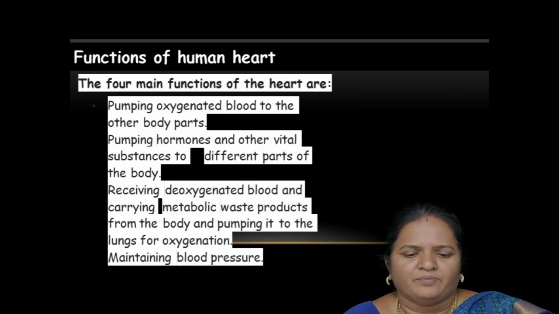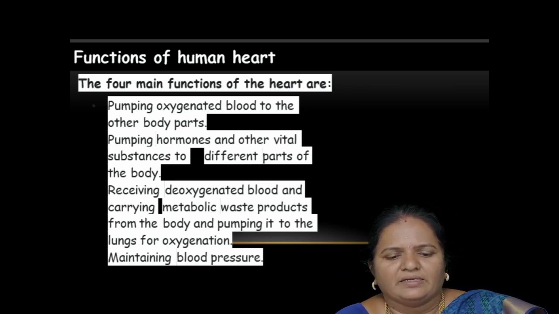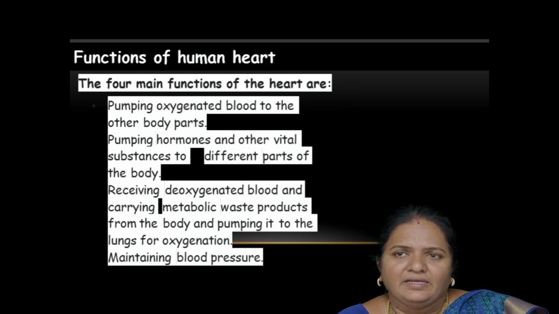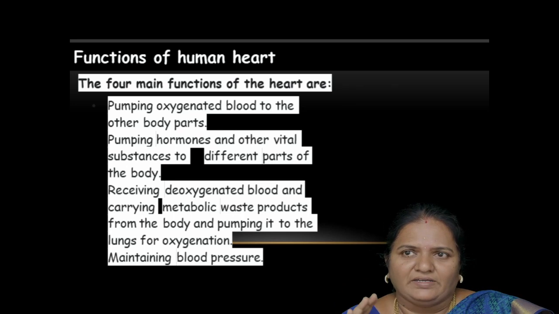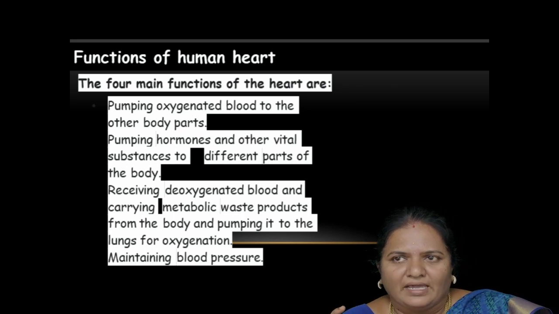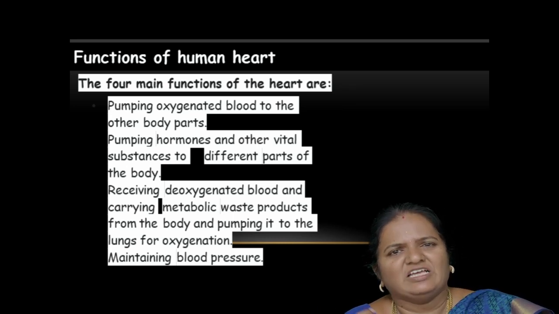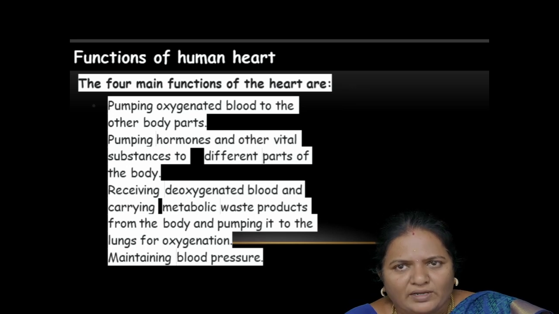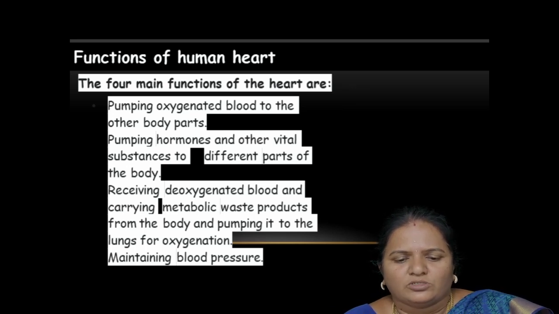Heart is the central organ, receiving deoxygenated blood and carrying metabolic waste products. Yes, daily we are eating, daily we are respiring, daily we are excreting. In each second we are doing all our day-to-day life activities. And at that time, metabolic waste products will be produced. You may know that BMR, basal metabolic rate. Due to metabolism, some waste products are produced. These products are expelled out by pumping it into the lungs for oxygenation, and the heart maintains the blood pressure.